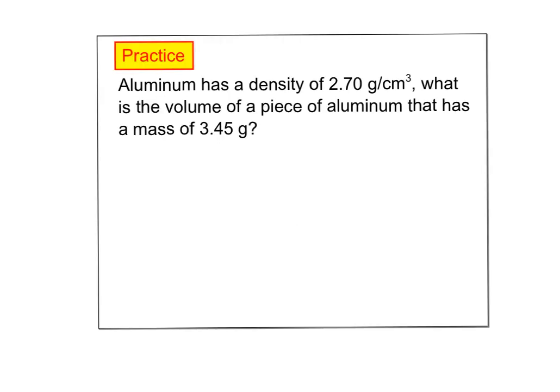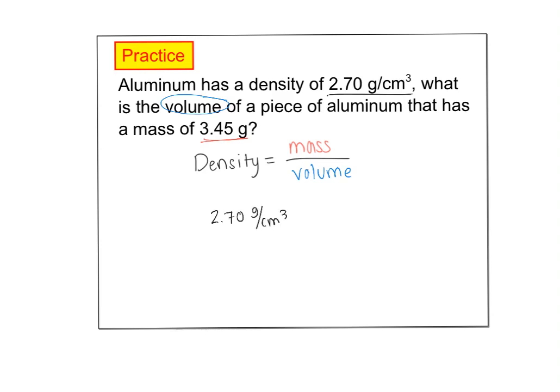All right, so aluminum has a density of 2.7 grams per centimeter cubed. What is the volume of a piece of aluminum that has a mass of 3.45 grams? All right, so we know density is mass divided by volume. So we have the density, 2.70 grams per centimeter cubed, equals the mass they gave us, 3.45 grams, divided by the volume, which is our question mark. I'm just going to put V for volume because that's what we're solving for. And when we solve, our units hopefully will cancel.